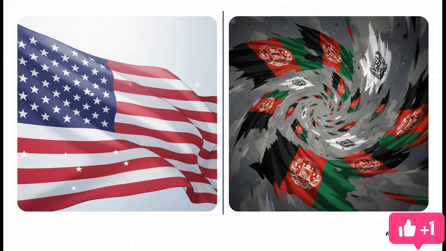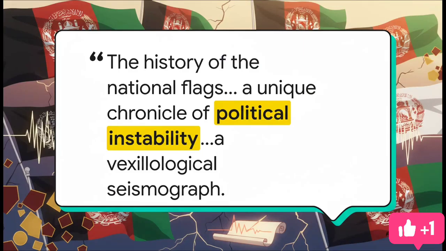Afghanistan, on the other hand, has had over 20 changes since the early 1900s, and pretty much every single one was a complete and total redesign, like a symbolic reboot for the entire nation. There's this great quote from an expert in vexillology, that's the study of flags, by the way, who calls the Afghan flag a vexillological seismograph. And that's the perfect way to put it. It visually records the country's relentless political earthquakes. Every new flag signals a massive shift in power, in ideology, and in what it even means to be Afghan.